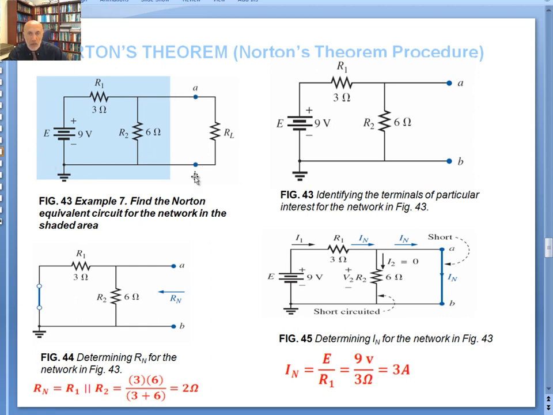So you identify it. You open circuit points A and B, and that's your V open circuited. Points A and B, and that's your network A.